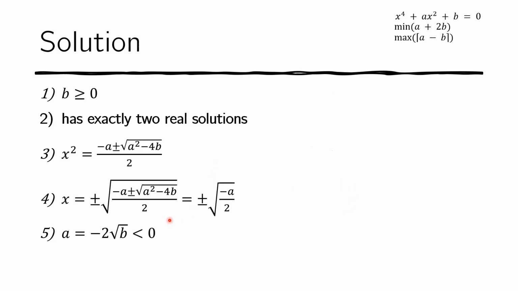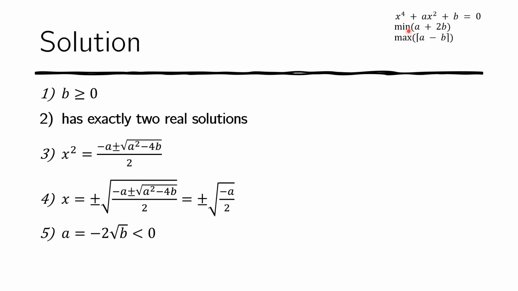Now we add the condition that we just found. So here we added number 5, which is a equals the negative of 2 times square root of b, and this must be less than 0. And also, because we already know the value of this to be 0 here, we added this. We now know that x is the negative of the square root of negative a over 2. But now we might be ready to start looking at what we're looking for.